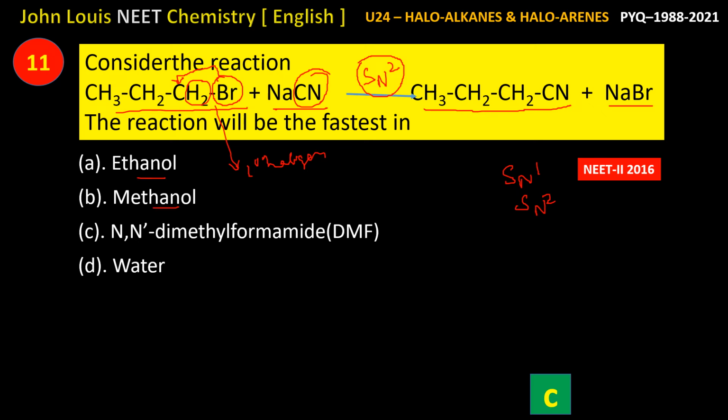here, ethanol, methanol, N-prime dimethyl formamide and water. So they are given 4 solvents. In which solvent the reaction will be the fastest, they are asking. But now we have determined this will undergo SN2 types of reaction. So SN2 types of reaction will undergo the fastest way in what type of solvent, that we should know.